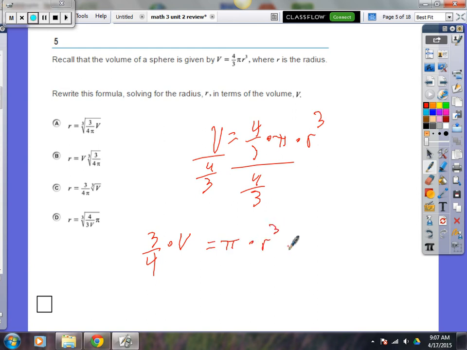times r cubed. Okay, now I'm going to ditch this pi. I'm going to divide by pi. I'm going to divide by pi. So 3/4 times v. If I make v a fraction, put v over 1. That's the same as 3v on top and 4 on bottom.